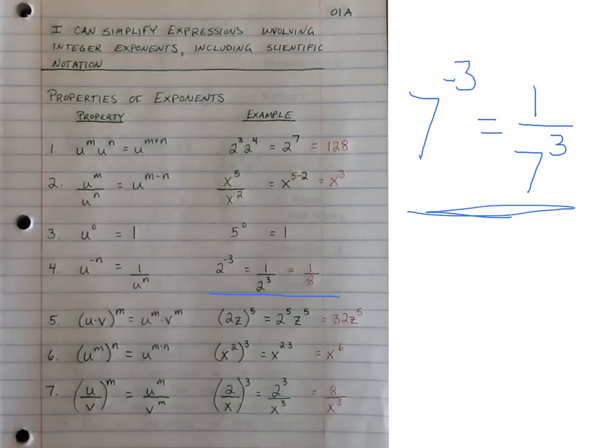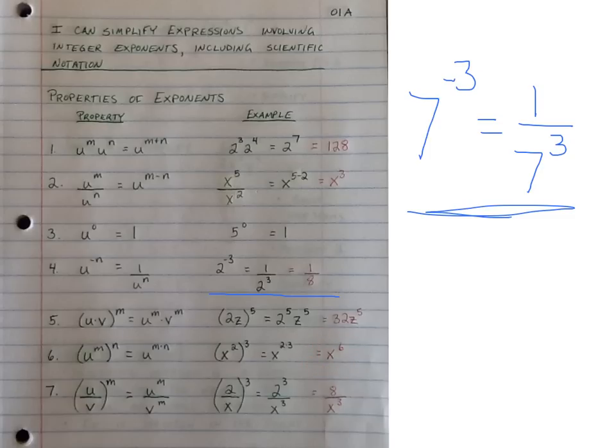Number 6 is an exponent raised to an exponent. So if we have x squared and that quantity is raised to the 3rd power, we can multiply our two exponents. So x to the 2 times 3, which simplifies to x to the 6th.